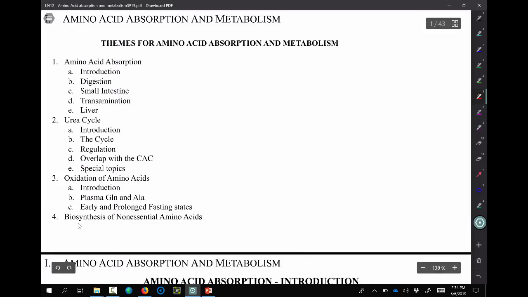For amino acid metabolism, we're going to talk first of all about absorption, and transport in particular. Transport of amino acids is going to be really important as we get into this. We're going to look at some of that in the next couple of days. We will talk about the urea cycle, which is a central component of amino acid metabolism. Hopefully we'll talk about that on Wednesday, and then we'll see what we have left on Friday. We'll hopefully get to some oxidation of amino acids.